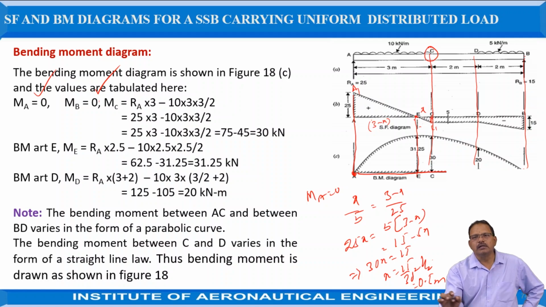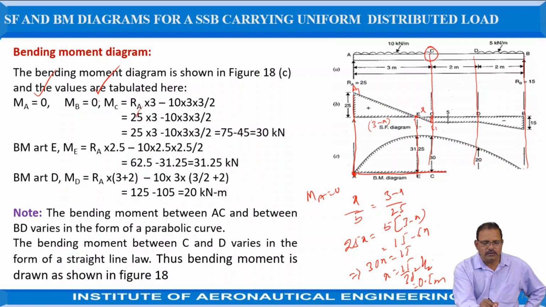One is RA. RA is having a sagging effect, hence the moment is treated as positive. And the uniformly distributed load, which is acting in the downward direction, has a hogging effect, so it is negative. The resultant is the sum of these two moments. That is, the moment at C is equal to RA into AC, where RA is equal to 25 and AC is equal to 3.